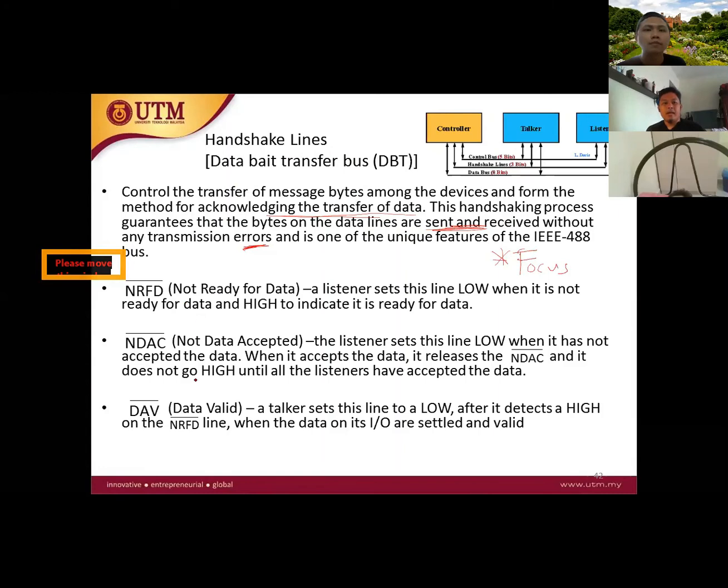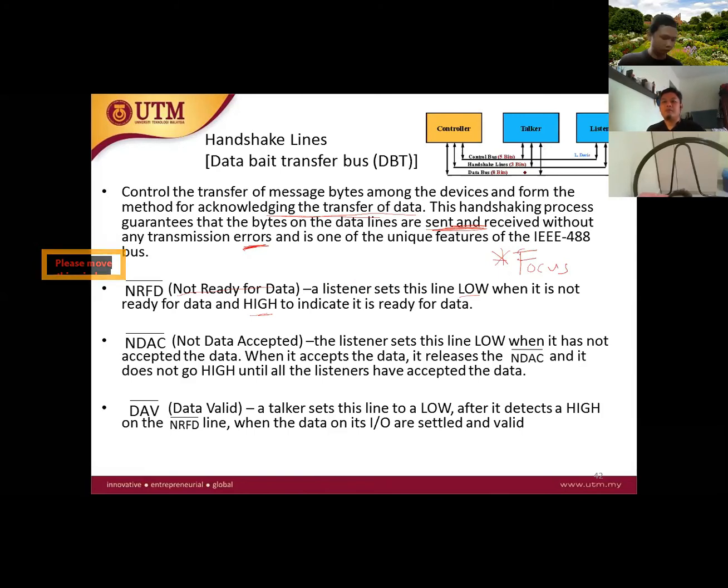And there are 3 types of data signals, or data bits, in the handshake lines. First, NRFD bar, not ready for data. It means that a listener sets this line low when it is not ready for data. But if it sends high, it is ready to receive data.